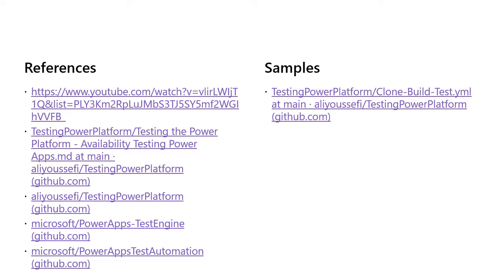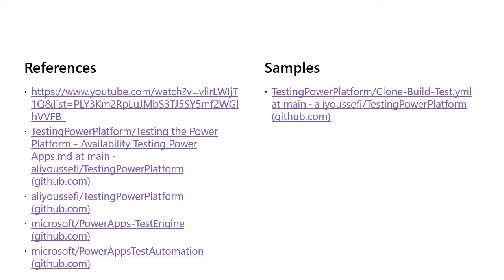The next link is a link to a markdown file that eventually will be included in a blog that my CSA colleagues use to showcase some information samples. So there's a link to that. The next link is the actual Testing Power Platform repo where the sample code and everything is at.